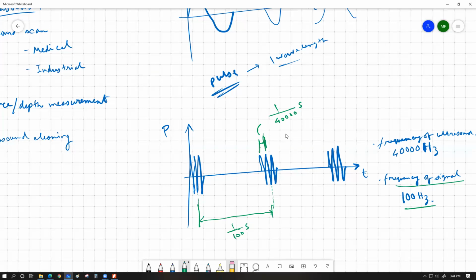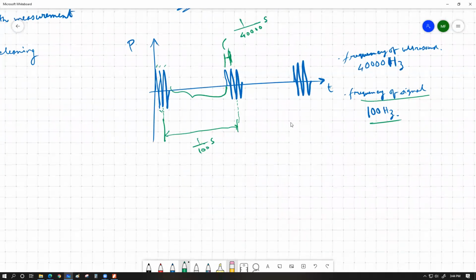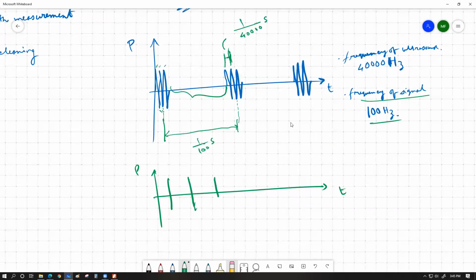In many cases, just to avoid confusion, because these crests and troughs are really close to each other with respect to the gap size that we have, ultrasound scanning graphs are also shown by representing each pulse with one single line. Let's say we draw one line right over here, and a line right over here, and a line right over here. Drawing these vertical lines means that each of these lines represents one pulse.